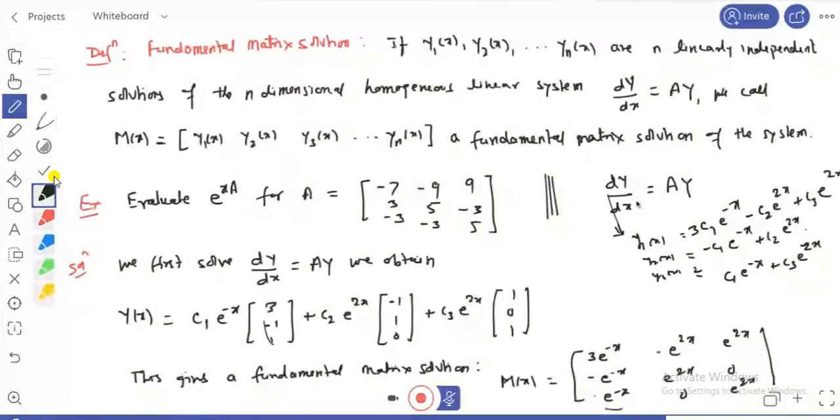The system of equations is y1 defined by this thing, and y2, y3 defined by this. This system of equations can be written in matrix form like this.